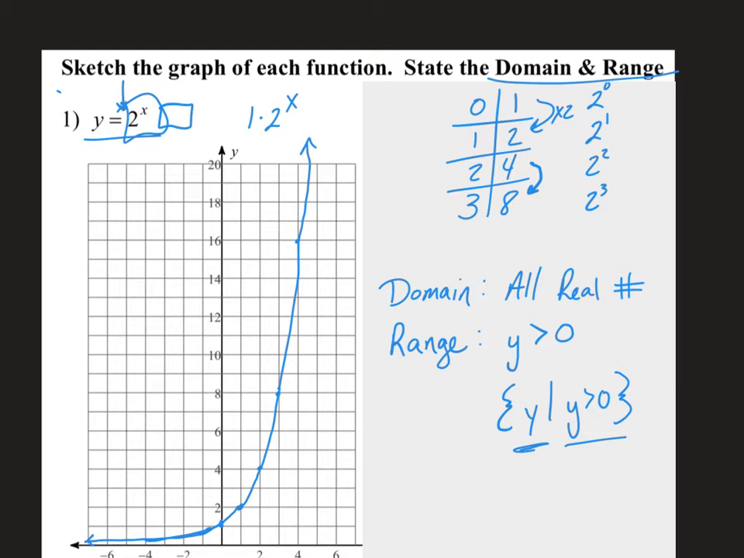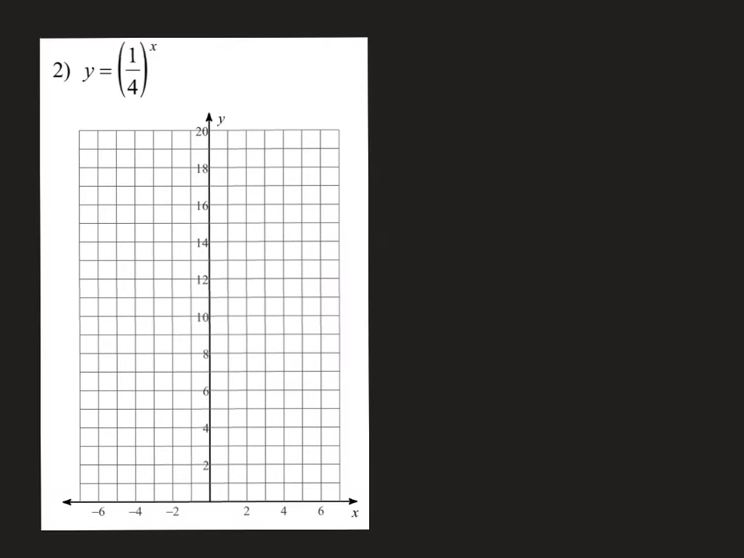Take a look at the next one. This next one I did an exponential decay, excuse me. Again, this one does not have an a value. We have a base of 1/4 and an a value of 1. So that means it's going to cross at 1.